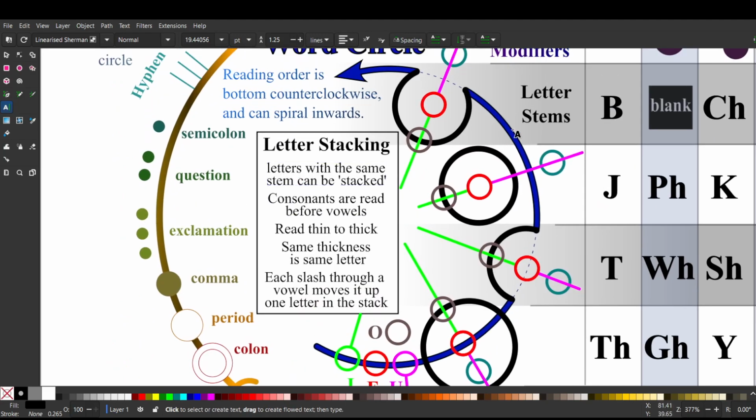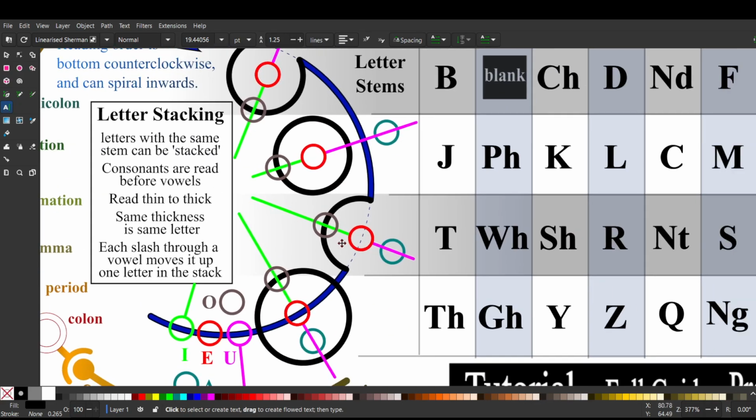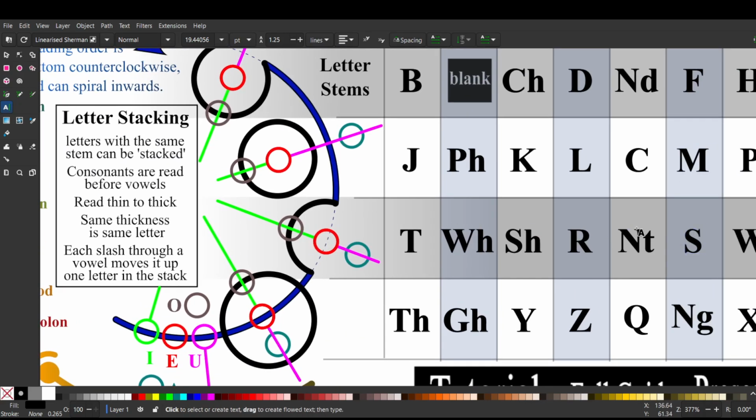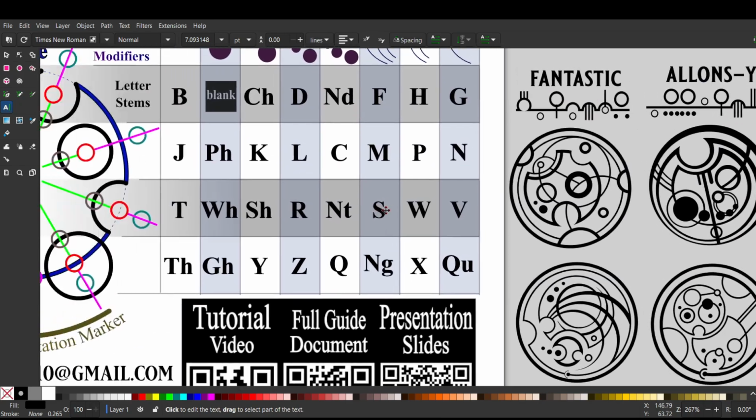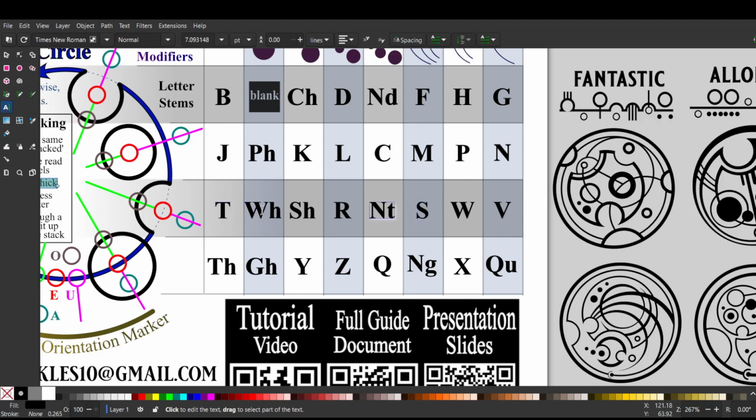Letters with the same stem can be stacked. Again, these black letters are letter stems, so anything in the same row can be stacked. And we're working in this row with the S and the T, so yep, same row can be stacked, and you read thin to thick. So the S is the thick one, and the T is the thin one. Wait, no, thin to thick. ST, not TS. So thin is S, and thick is T.